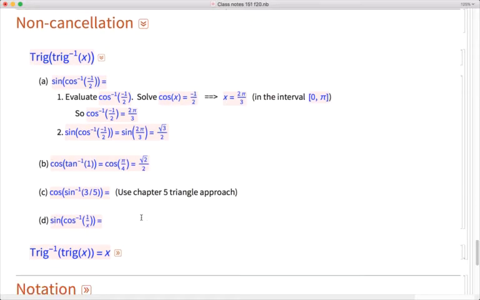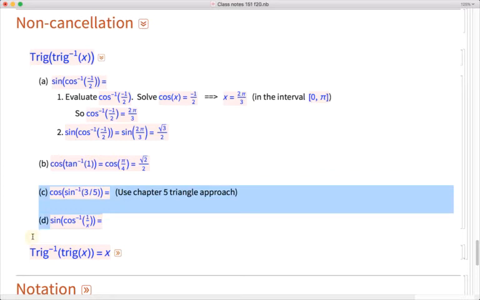Strangely, in this section, the only problems the text is asking you, and I think I'll do this on the exam too, are problems where the inside inverse trig function is a value you can compute without a calculator. Back in chapter 5, we would have used a triangle approach, drawing a triangle where an angle had a sine equal to 3/5. But we're going to skip both of these for this chapter because our text is skipping those.